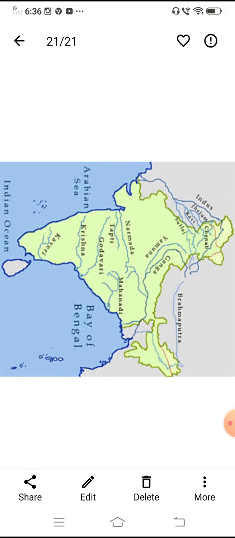On the basis of drainage system, India can be broadly divided into two categories. First one, Himalayan rivers, and second one, Peninsular rivers. Let's see what are Himalayan rivers and what are Peninsular rivers. Observe each and every map here. These are the Himalayan rivers. Himalayan rivers belong to three principal systems: the Indus, the Ganga, and the Brahmaputra.